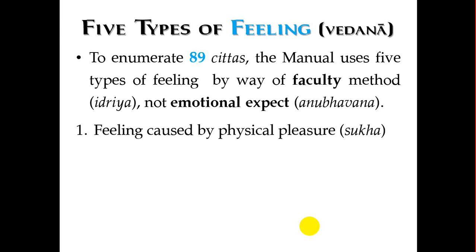So we have three types of feeling: pleasant feeling, unpleasant feeling, neutral feeling. The Buddha normally uses only these three. When you have pleasant feeling, it is likely that attachment, craving, arises. When you have unpleasant feeling, it's likely to have hatred. When you have neutral feeling, it's likely to have delusion. You don't know, because the feeling is not clear to you, ignorance or delusion may arise, right? Like this, the Buddha very often explains the emotional aspect. But Abhidhamma uses the faculty method, so there will be five types of feeling. The first is feeling caused by physical pleasure.